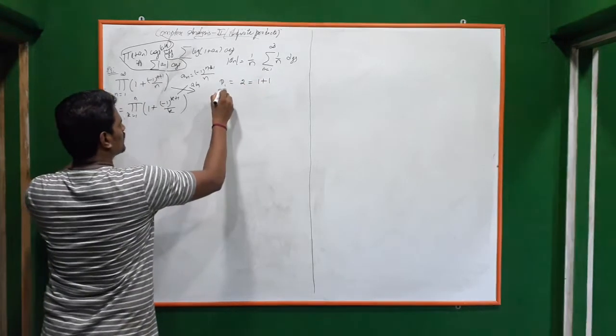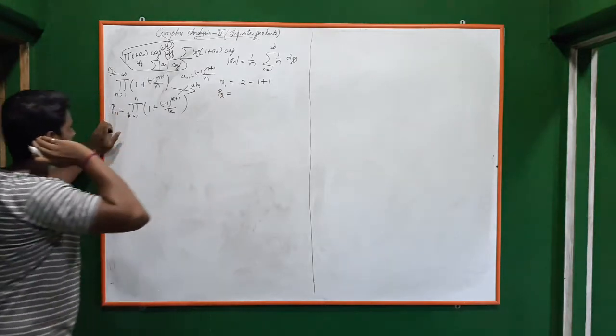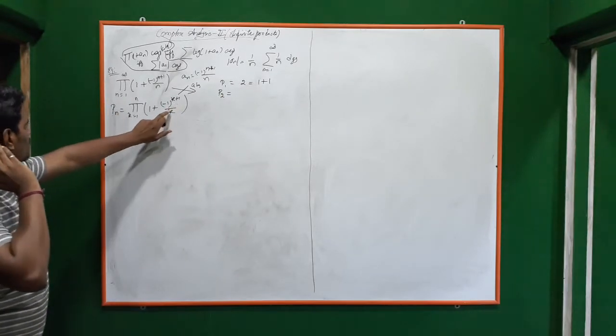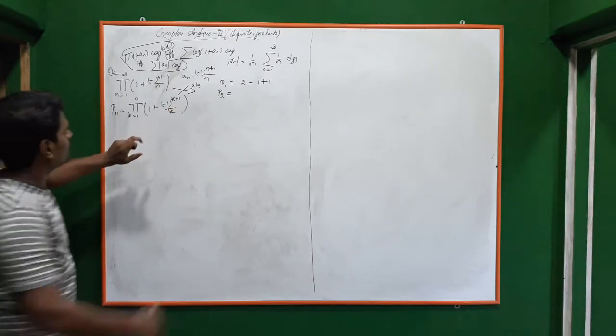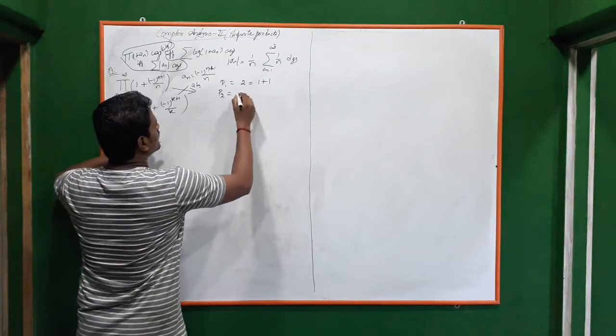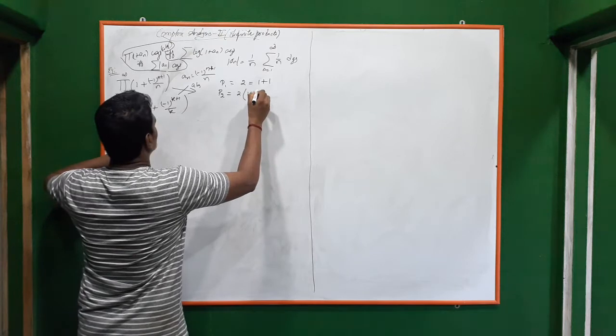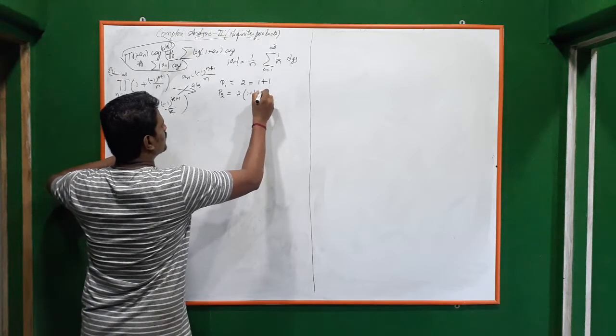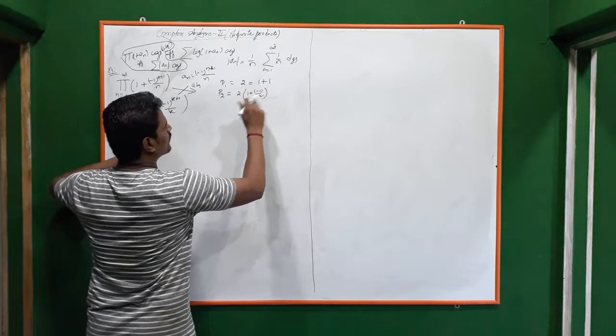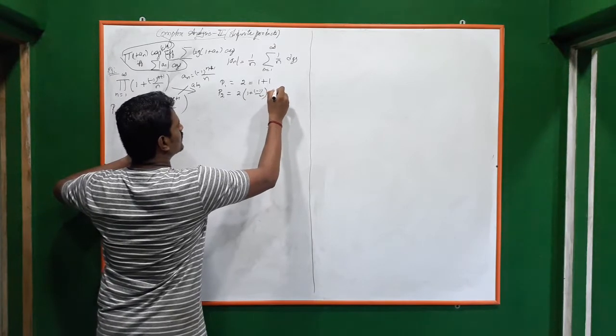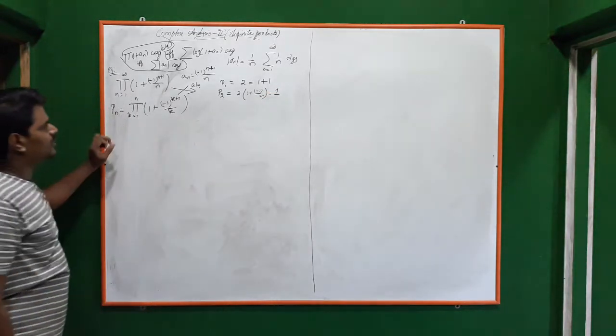p2 will be 2 into 1 plus minus 1 by 2. Correct? So 1 minus 1 by 2 is 1 by 2, which will be 1 always. Like that we will get.